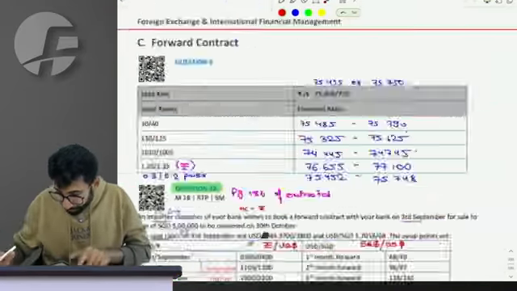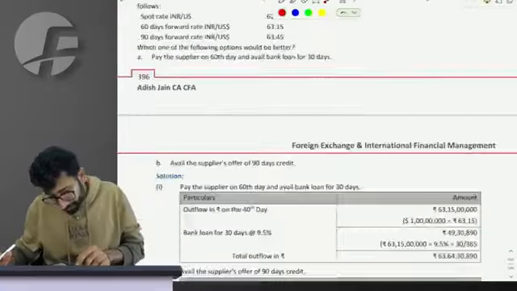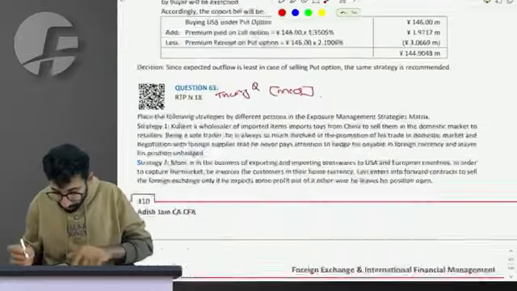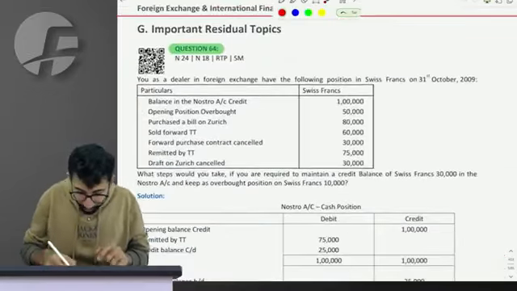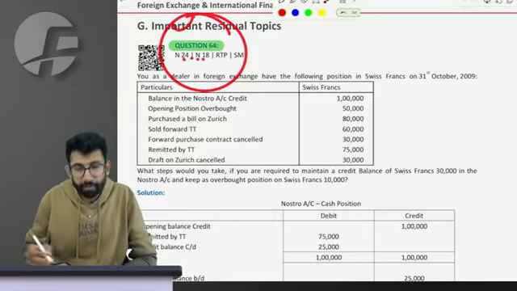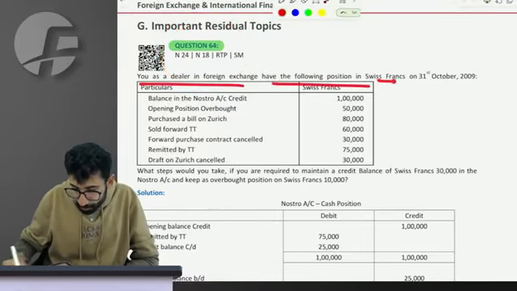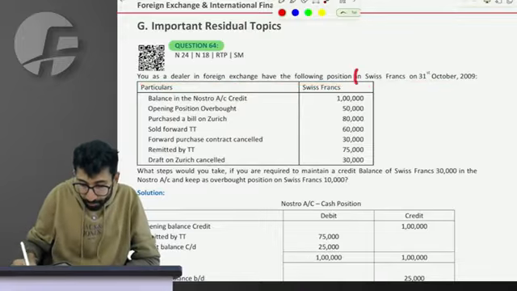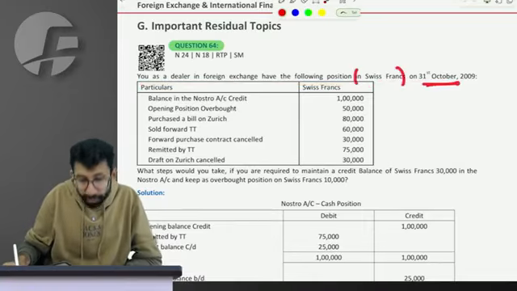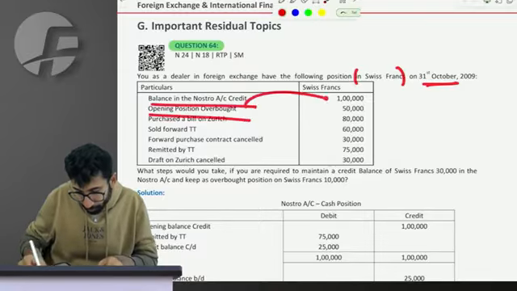Let's go to that practical question. The question is really easy. The point is only to understand the transactions given in that question. So we're going to do question number 64 of our scanner, a question from the study material and a repeatedly asked question. You as a dealer have the following position in Swiss franc. In terms of Swiss franc, on 31st October, we have a position. Balance in nostro account, credit; overbought position.